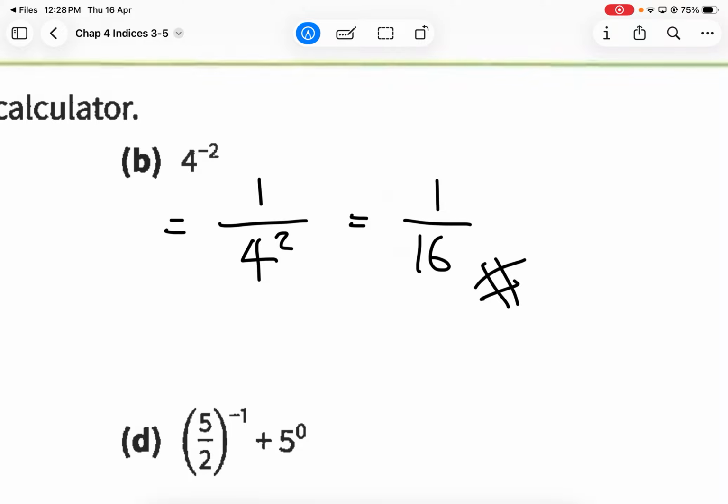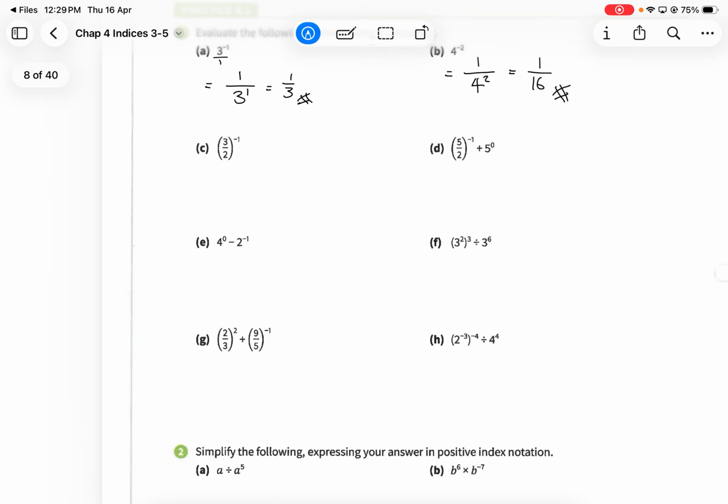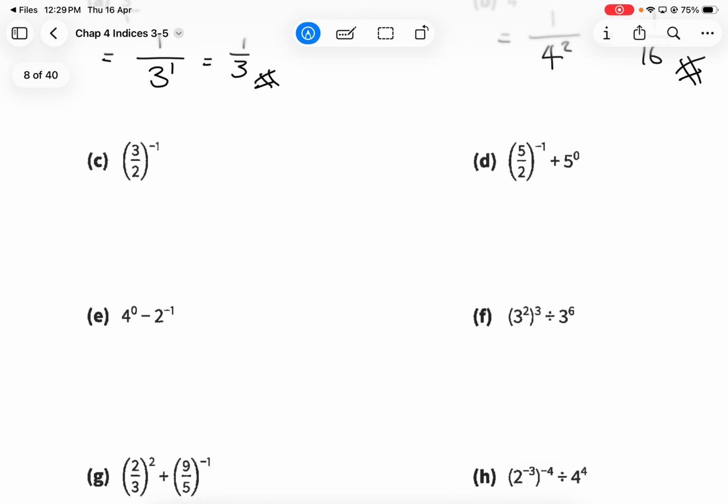Okay, then there is another thing we need to learn. Wait for them to take their workbooks first. We do more of these questions together first.